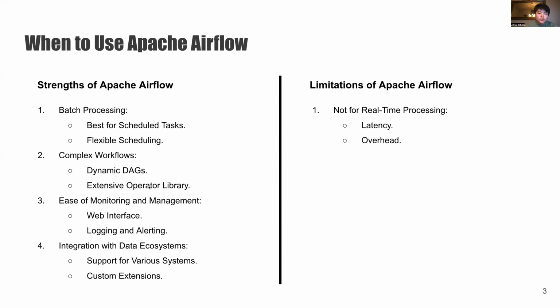Overhead. The orchestration overhead and the dependency management can introduce latency, making it unsuitable for tasks that require immediate processing. The last one is scalability concern: complexity at scale. Managing a large number of DAGs and tasks can become complex, and they may require additional resources and training. Also, resource management. They require very careful resource allocation and management to handle high volumes of data and ensure efficient execution.